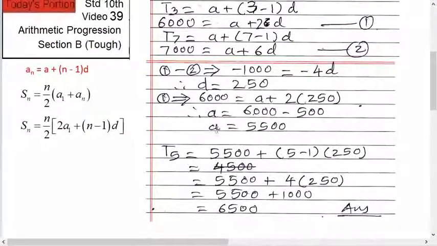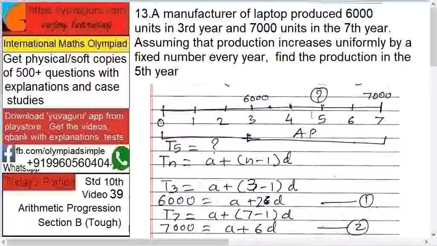Now we have found both A and D. Now it's simple. So T5 equals 5,500 plus (5 minus 1) into 250, right? Because D is 250 and A is 5,500. So just solve it. 5,500 plus 4 into 250, that is 1,000. So it becomes 6,500. So he produces 6,500 units in the fifth year.